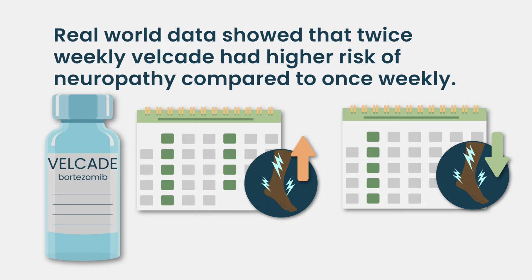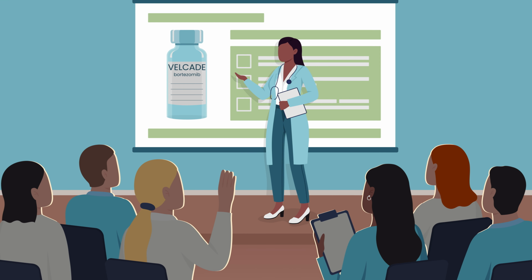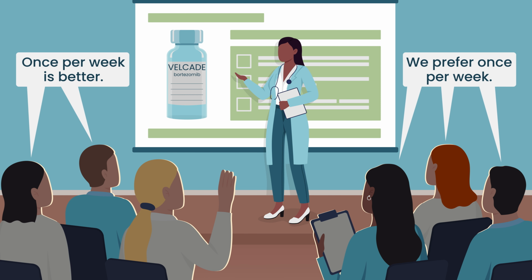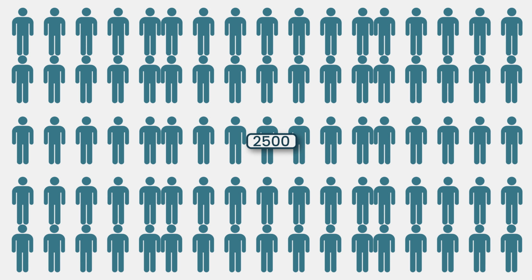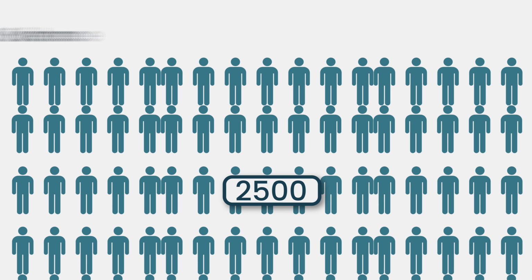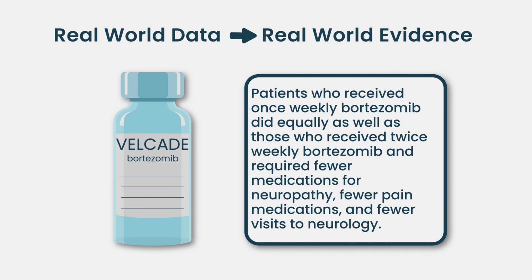Myself and my colleague, Dr. Gurbaksh Kaur from UT Southwestern, have really been working on this using real-world data, in 2 forms. One, we surveyed physicians about how they dose bortezomib and what they see happening, and physicians overwhelmingly prefer once-per-week bortezomib. Then we used real-world data from a health source called Flatiron that looked at over 2,500 patients. There we found that patients who received once-weekly bortezomib did equally as well as those on twice-weekly bortezomib and required fewer medications for neuropathy, fewer pain medications, fewer visits to neurology, and so forth.